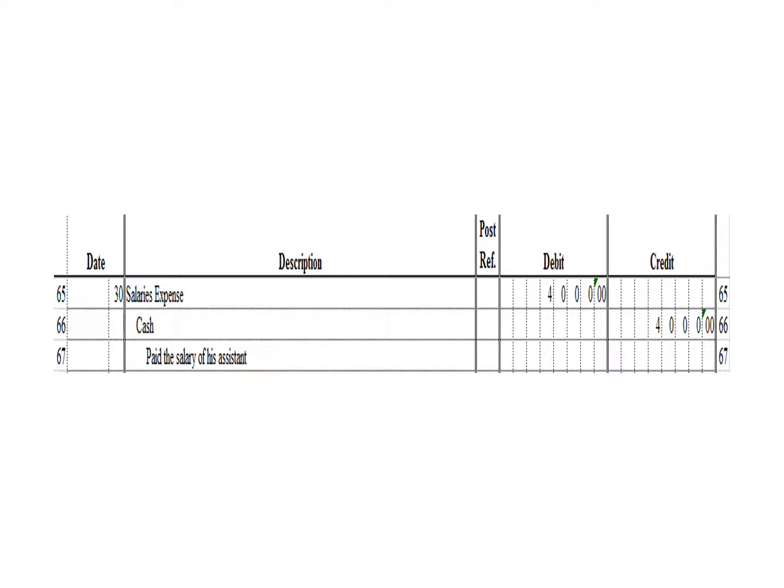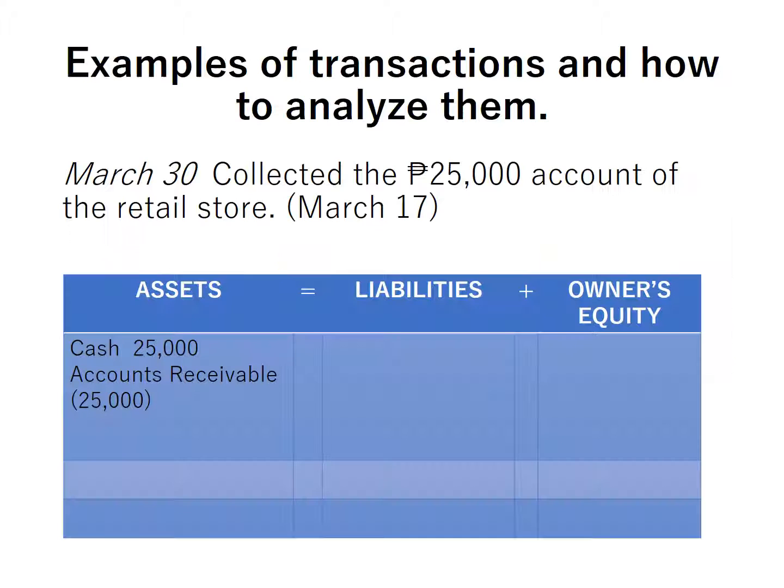To journalize the transaction, we write the date, 30. We debit salaries expense for 4,000 pesos because salaries expense increased. In order to increase an expense, salaries expense, we debit it. Credit cash, 4,000 pesos. Then the description, pay the salary of his assistant.